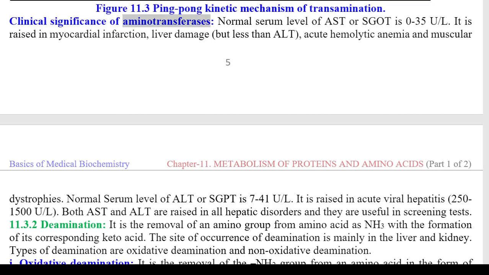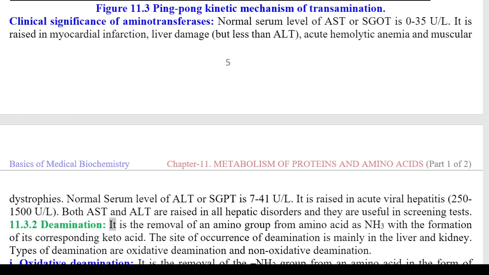Clinical significance of aminotransferases. Normal serum level of AST or SGOT is 0 to 35 U/L. It is raised in myocardial infarction, liver damage, but less than ALT, acute hemolytic anemia and muscular dystrophies. Normal serum level of ALT or SGPT is 7 to 41 U/L. It is raised in acute viral hepatitis, 250 to 1500 U/L. Both AST and ALT are raised in all hepatic disorders and they are useful in screening tests.